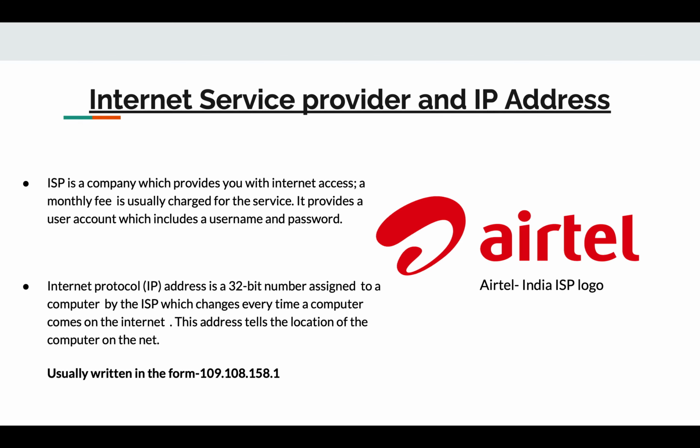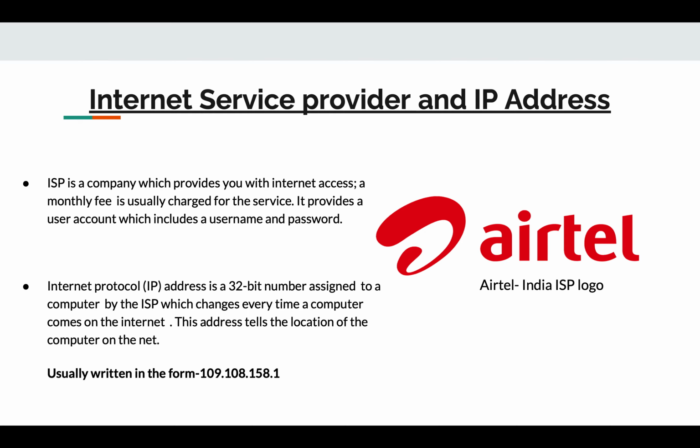Next up, we have Internet Service Provider and IP address. ISP or Internet Service Provider is a company which provides you with Internet access. A monthly fee is usually charged for this service. It provides you a user account which includes a username and a password. An example of an Internet service provider in India would be Airtel and Jio, and for the US it would be T-Mobile.